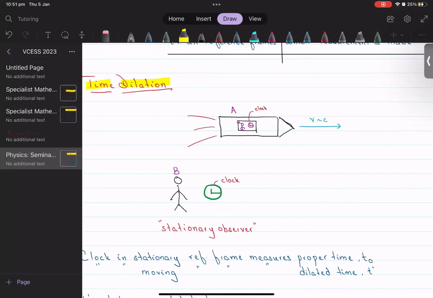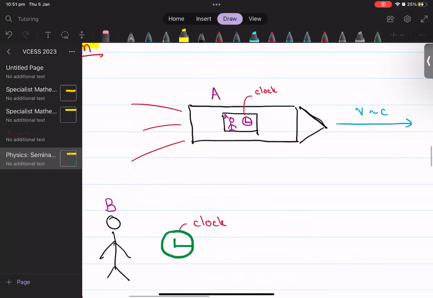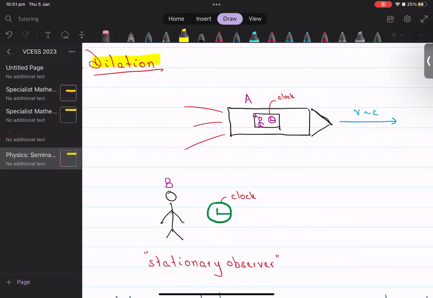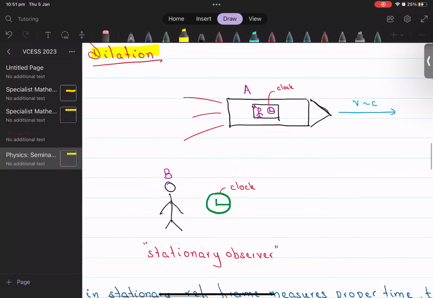Let's say this rocket has a window, which I've drawn here. You are person A, and you have a clock on your rocket, a clock which measures the time. Now, because you like fast rides, let's assume that you're traveling at a speed that's really, really close to the speed of light. Now, let's say your friend, observer B, stands on the ground watching you as you go past at close to the speed of light.